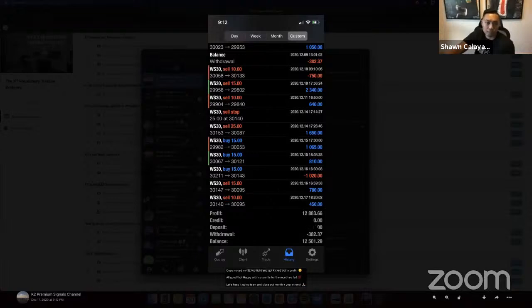Right here, these are my profits for December. Currently on my funded account, I've made about 13,000 this month. My withdrawal here is for 300. This shows you that this is a real funded account, because you can't withdraw on a challenge. You can't withdraw on a verification account. This is a legit funded account, and I have two of these.